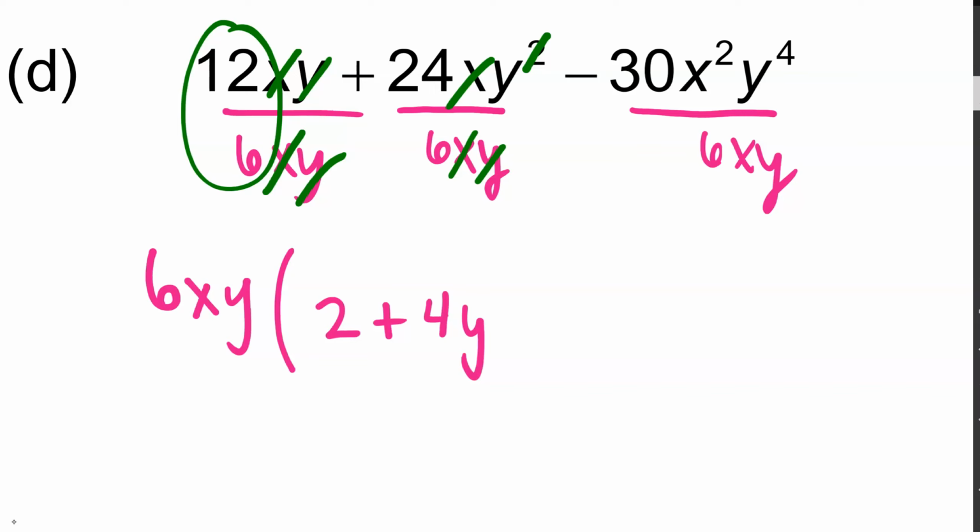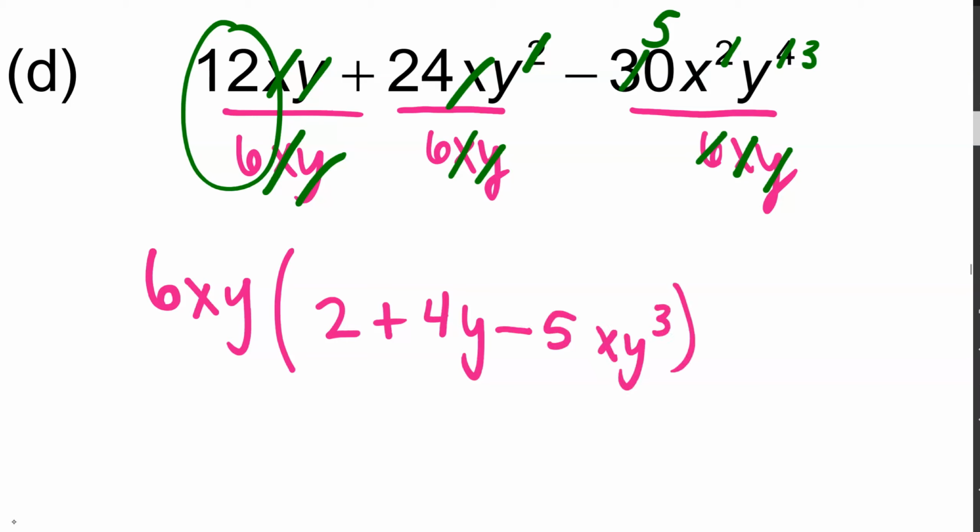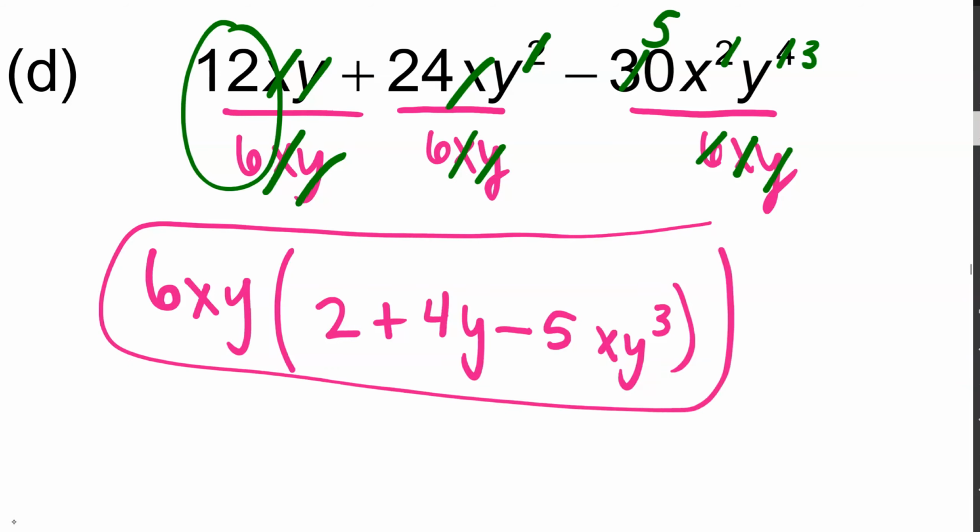And then lastly, one of the x's cancels, only one of the y's cancels, and 30 divided by 6 is 5. So it'd be minus 5xy to the third. It's a little bit harder, but it's doable, right? You guys can do it.